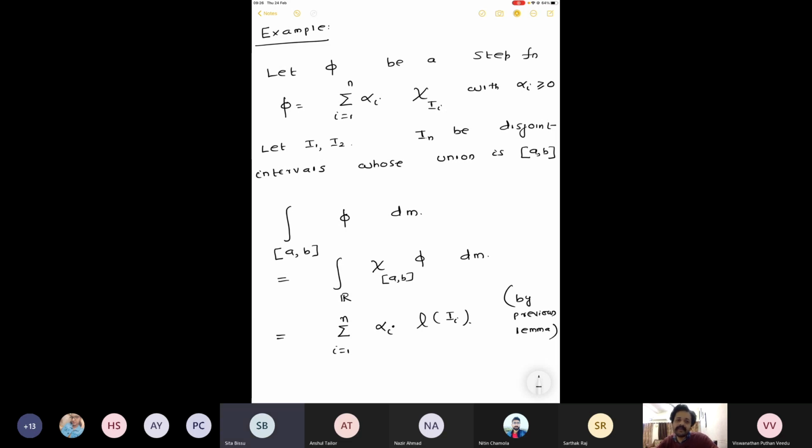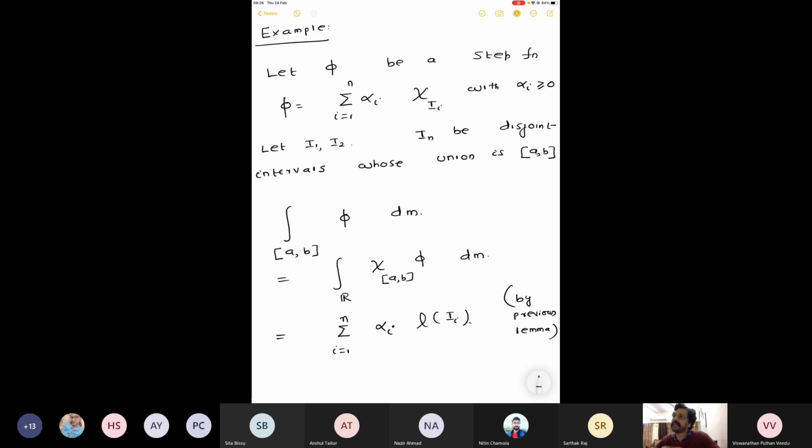Riemann integration, because phi is like a step function: alpha 1 on I1, alpha 2 on I2. I don't bother whether alpha 1, alpha 2 are distinct or not. I don't bother whether it is a canonical representation or not. But finally, the integral value will be the summation of alpha i times the length of I i.